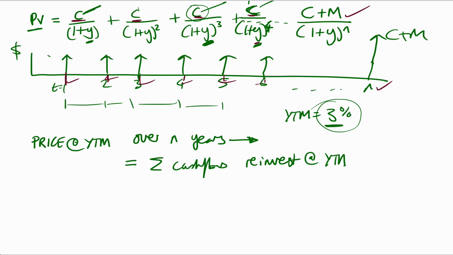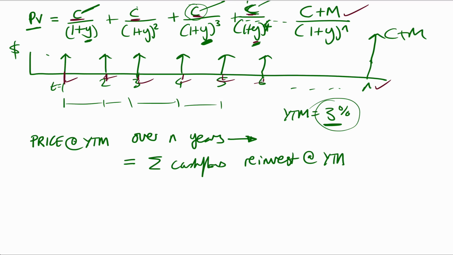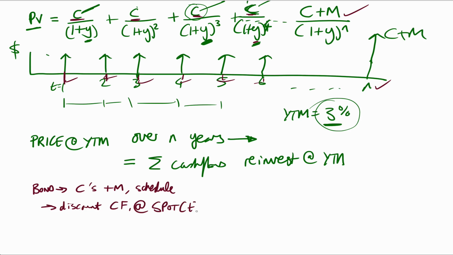Now, that doesn't mean the yield to maturity goes out the window. The point is that the workflow, the way you would do it, is you start with your bond, which is basically your coupons and principal payment and your time schedule. You start with that. Then you discount each cash flow at the corresponding spot rate of time t, right? Sum those together, and that gives you the price.